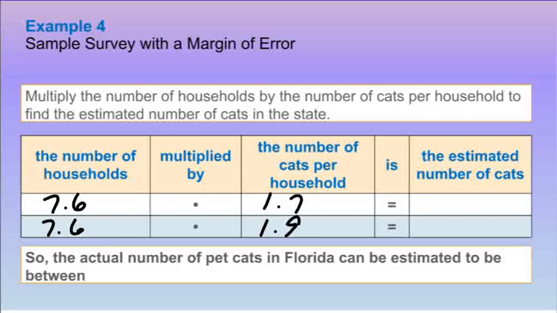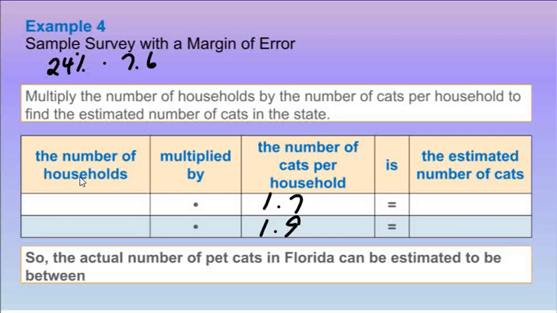Let me go back to this first part, the number of households. So only 24% took that. So we need to find out 24% of the 7.6 million who took the survey. So if I did on my calculator 0.24 times 7.6, I'm now left with 1.824. So that would be here 1.824. That's the number of households, the average number of households.